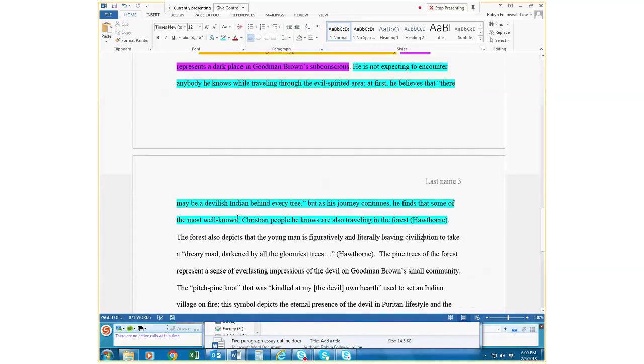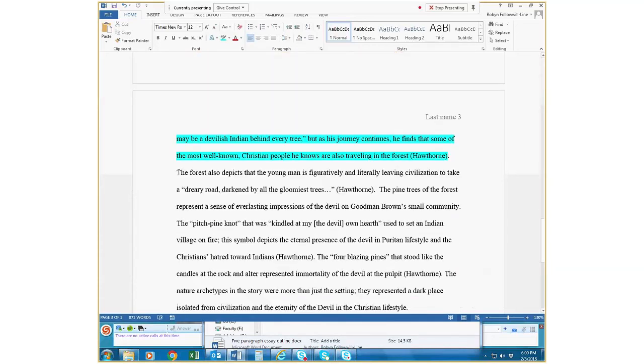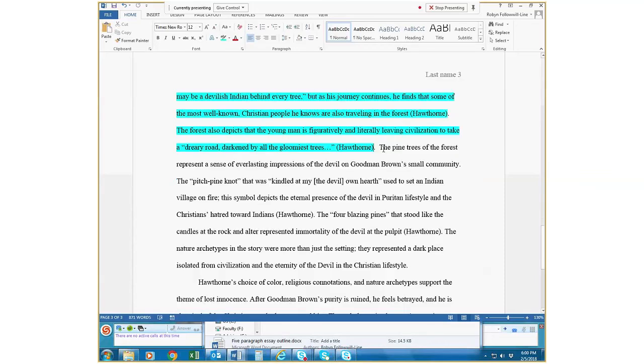The forest also depicts that the young man is figuratively and literally leaving civilization to take a dreary road darkened by the gloomiest trees. The pine trees of the forest represent a sense of everlasting impressions of the devil on Goodman Brown's small community. The pitch pine knot that was kindled by the devil's own hearth used to set any village on fire. This symbol depicts the eternal presence of evil in the Puritan lifestyle and the Christians' hatred toward the Indians.